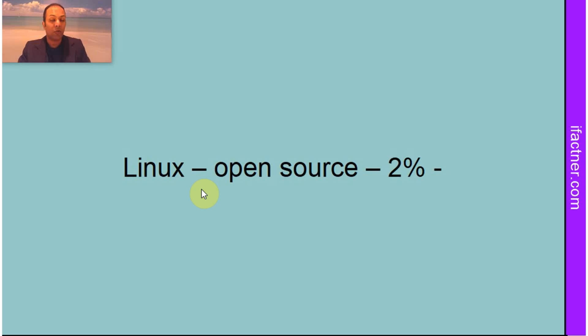And we have got Linux, which is an open source operating system. In the end user environment, it is being used by 2% of the computer using population. But as I have already told you, we have got a lot of servers that run on the Linux operating system.